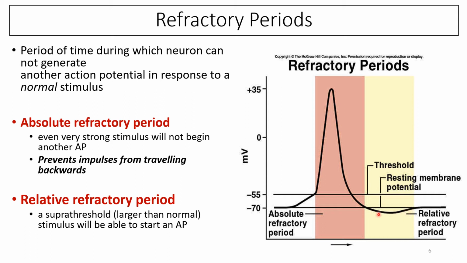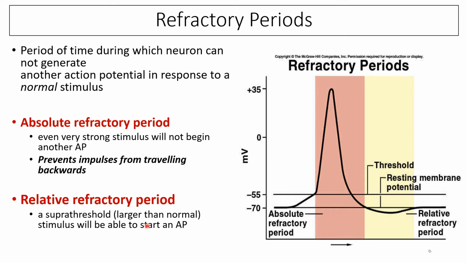Okay, so during the hyperpolarization phase, because the membrane potential is more negative through here, you would need much more stimulus, right? Much more depolarization to be able to hit threshold potential if you wanted to create another action potential. So it is possible during the relative refractory period to create another action potential in that neuron.